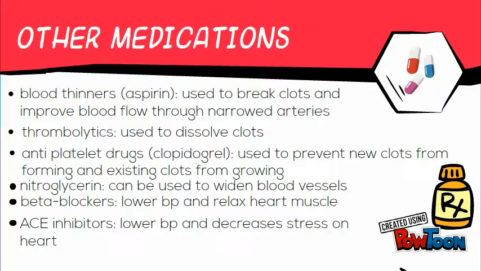Blood thinners, thrombolytics, and antiplatelet drugs are all used to prevent new clots from forming and existing clots from growing. Then we have nitroglycerin, which is used to widen blood vessels. And then we have beta blockers and ACE inhibitors, which both lower blood pressure and help relax and decrease stress on the heart.